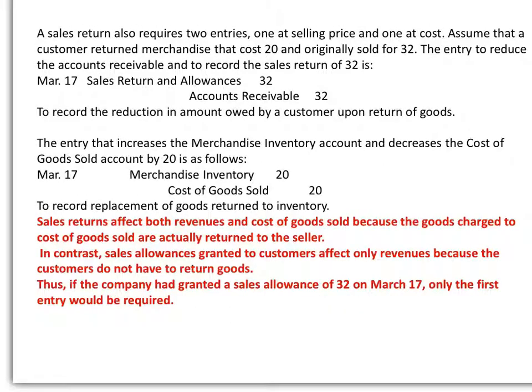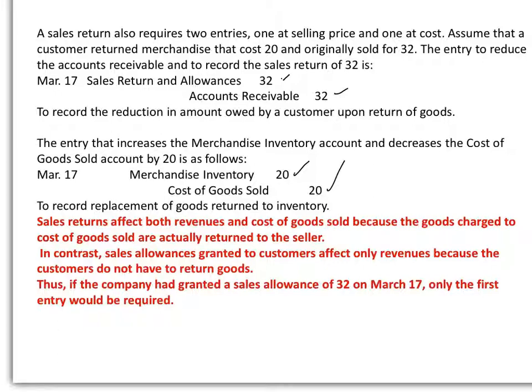Because every time I make a sale under perpetual, I have two journal entries. The same thing happens when I have sales returned to me. Again, the same journal entry we had before: debit sales returns and allowances, and credit accounts receivable. The person no longer owes us. However, I must put back into inventory the item that was returned. And so therefore I debit merchandise inventory and I reduce the cost of goods sold.